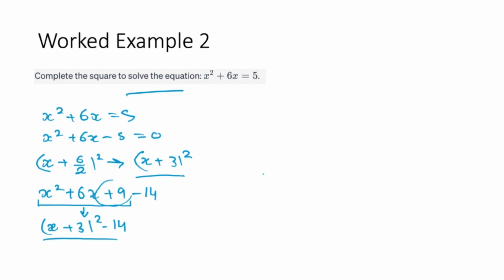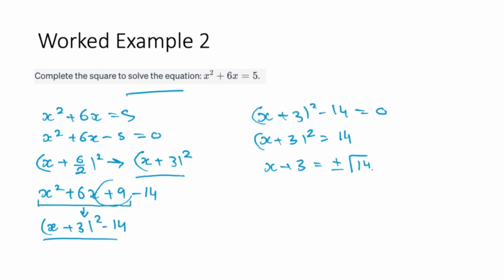And now that you have completed the square, you use that new form, (x + 3) squared minus 14, to solve for x. So you add 14 to both sides: (x + 3) squared equals 14. Then square root both sides: x + 3 equals positive or negative square root 14. Then you subtract 3 from both sides, so x equals negative 3 plus or minus square root 14.